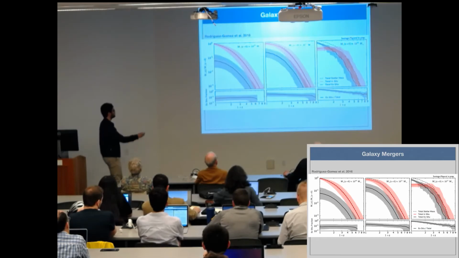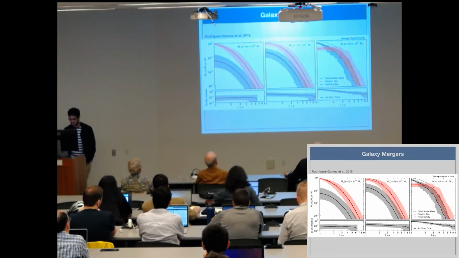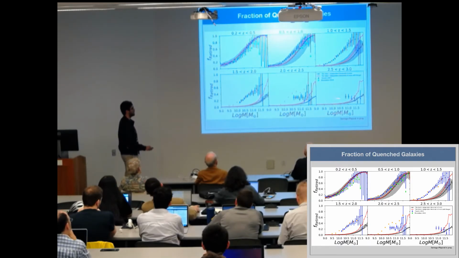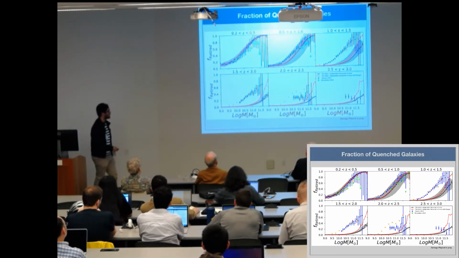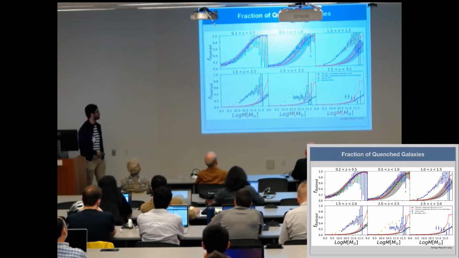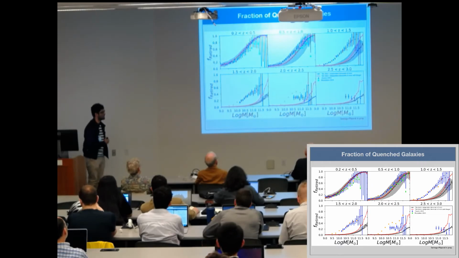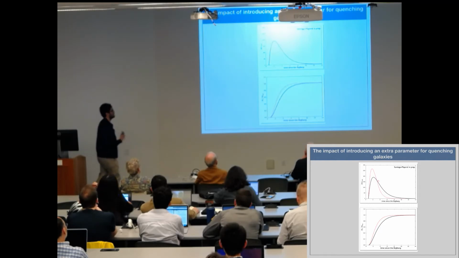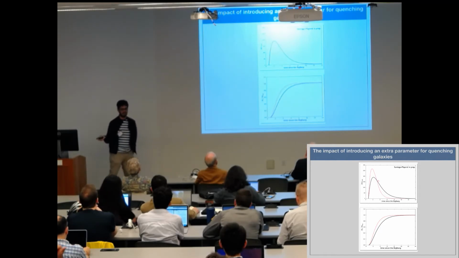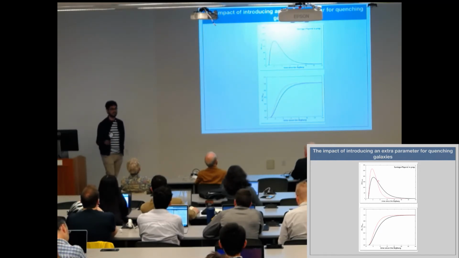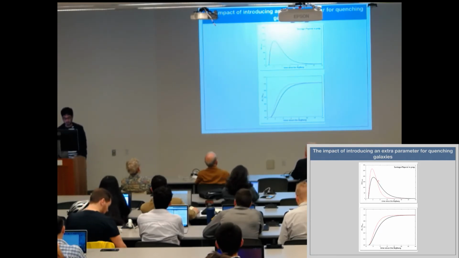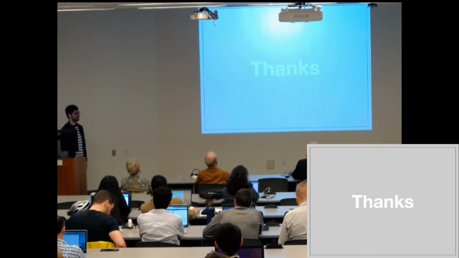So then we include a model for merging. And as expected, now the model that includes mergers is the red solid line. And as expected, we increase the quenched fraction of galaxies. But then the question is why we are still not doing a good job. Well, it's probably that we need some extra quenching time for our model in order to take into account the correct fraction of quenched galaxies. And thanks.